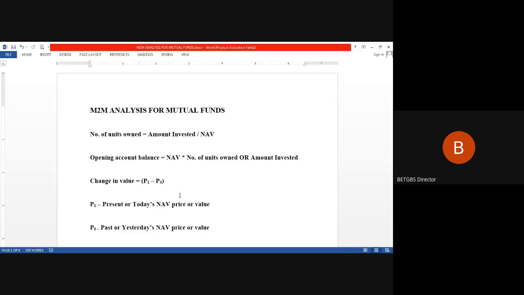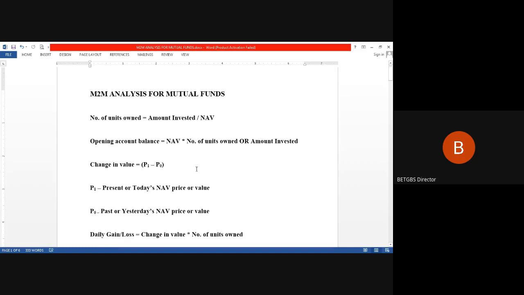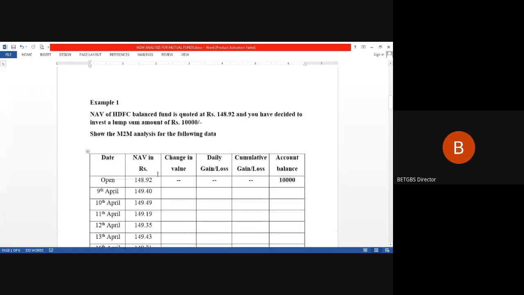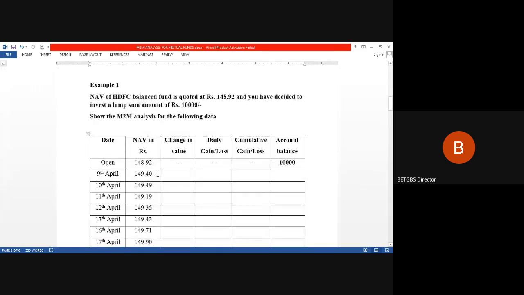So basically, we have to follow a brief outline, and we'll carry out the calculations accordingly. This brief introduction will show how it is processed, and later I'll take up two examples which will give an idea of how we do M2M analysis in mutual funds. You'll be given this type of data. Say example one, wherein you have been given the NAV of HDFC Balance Fund, and the present NAV is rupees 148.92 per unit, and you have decided to invest a lump sum amount of rupees 10,000.